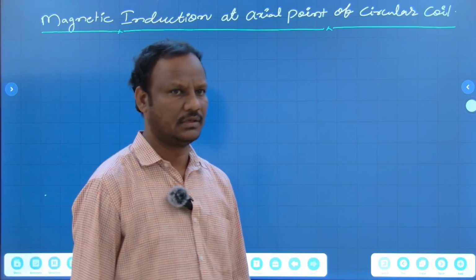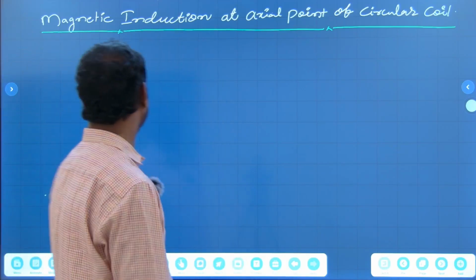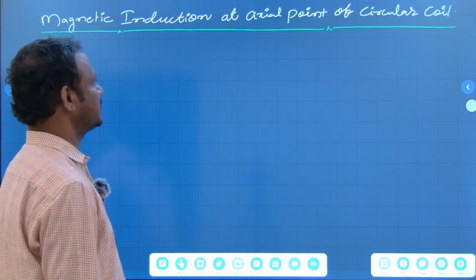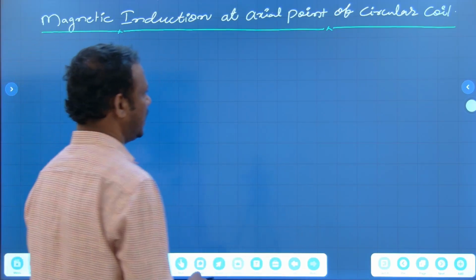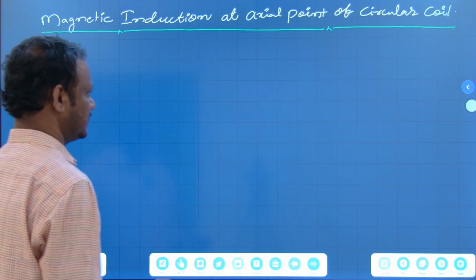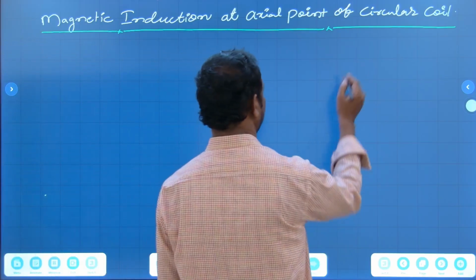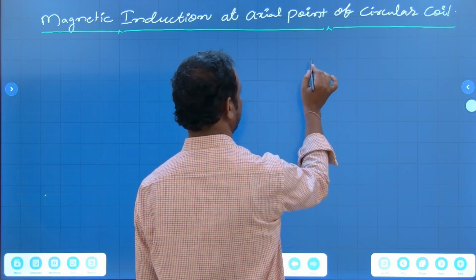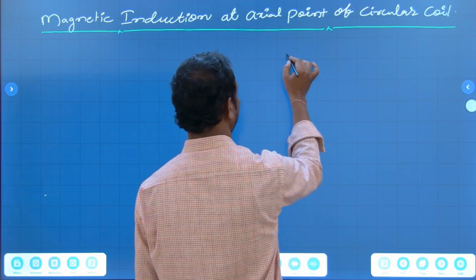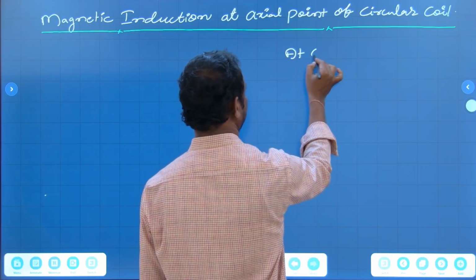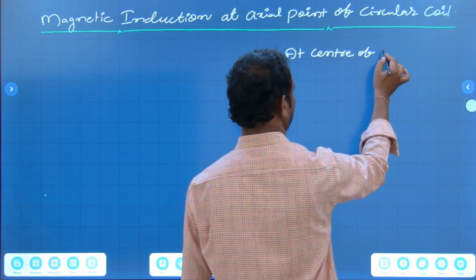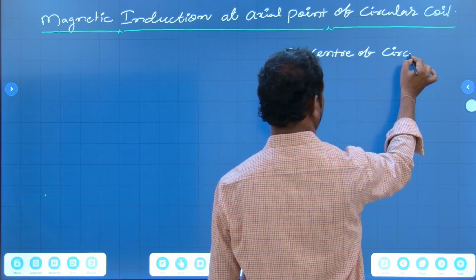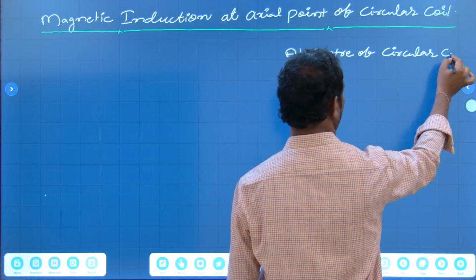Hello students, today's discussion is magnetic induction at axial point of circular coil. In the last lecture, we discussed the magnetic field induction at the center of a circular coil.